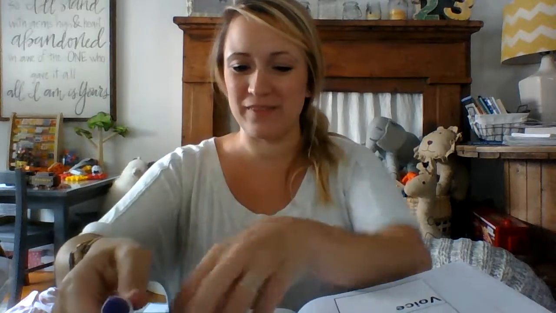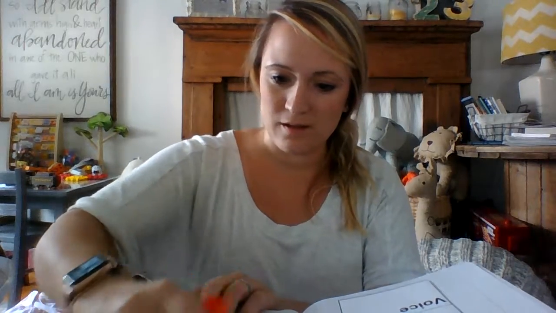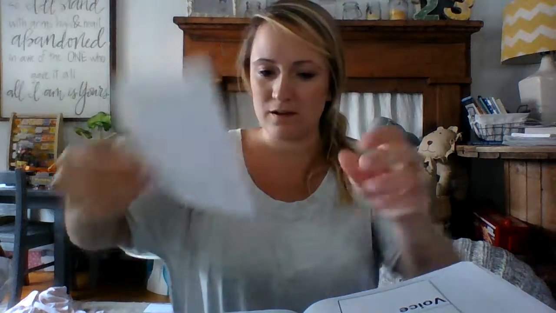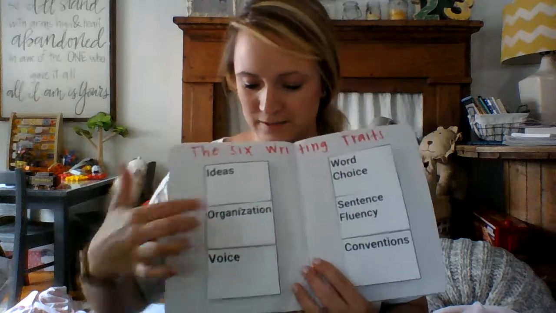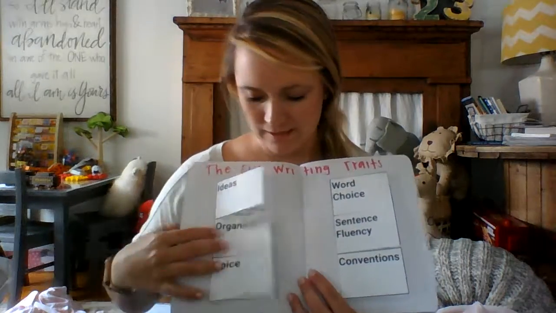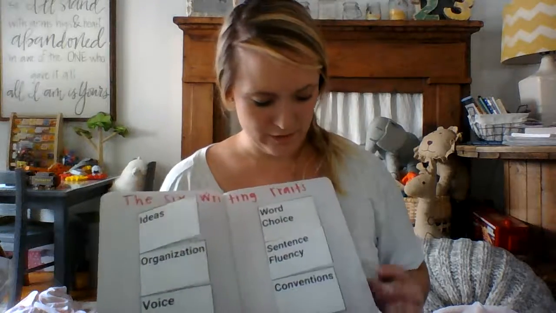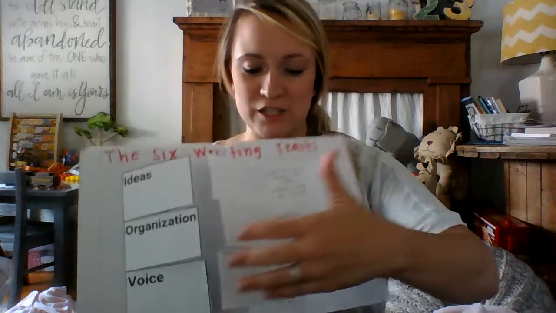Now it's time for glue. So I'm going to put glue on the back, just like what we did with the other side. And then this one is going on page 5. I'm going to center it in the middle. So when you're done, it'll look like this. So you have ideas, organization, and voice on page 4. And then over here on page 5, we have word choice, sentence fluency, and convention.